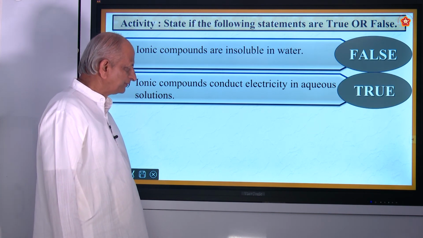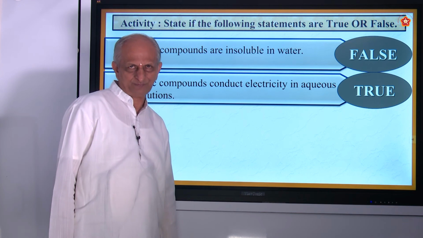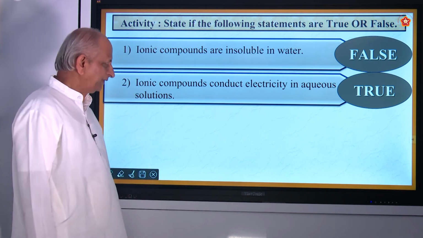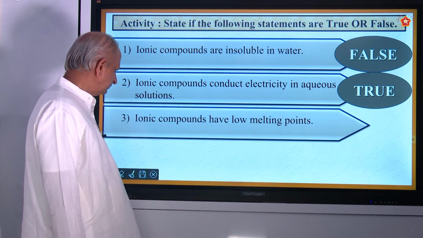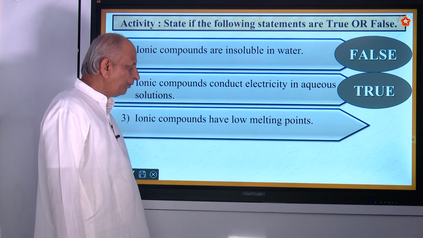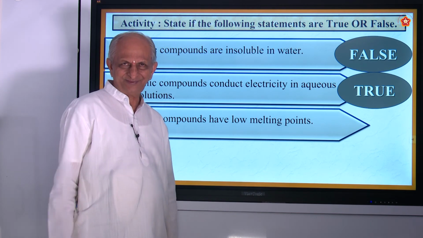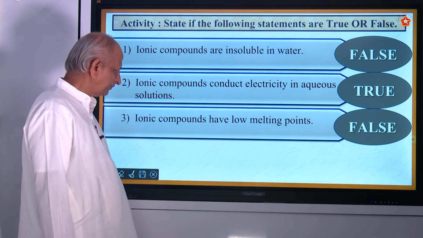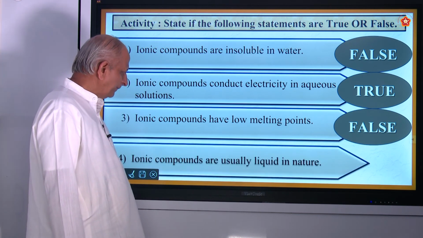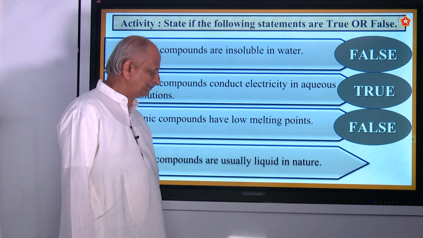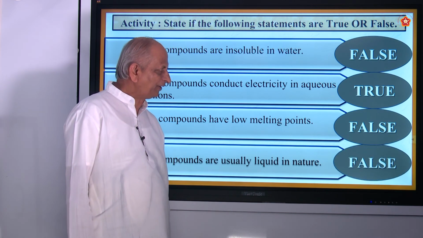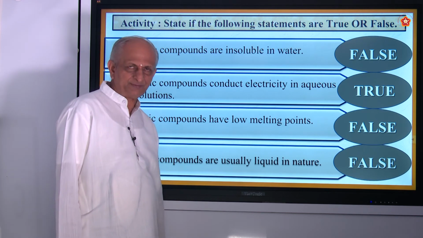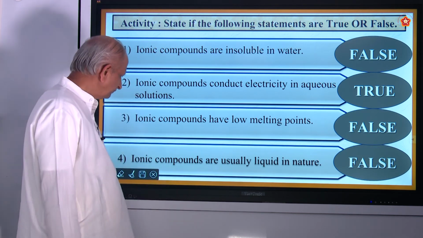Yes, it is true. Aqueous means what? Dissolving in water. Third one, ionic compounds have low melting points. Just now you have seen the answer is false. Ionic compounds are usually liquid in nature. That is also false. So, like that, you should be able to write answers for the given questions. Okay.